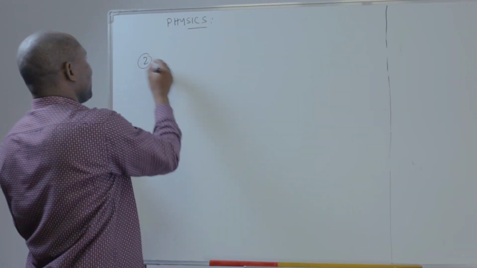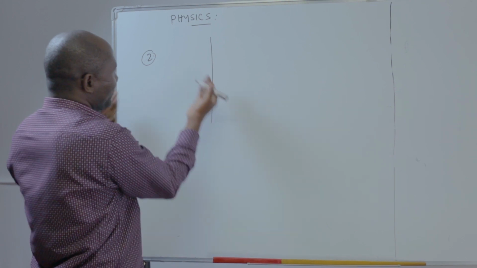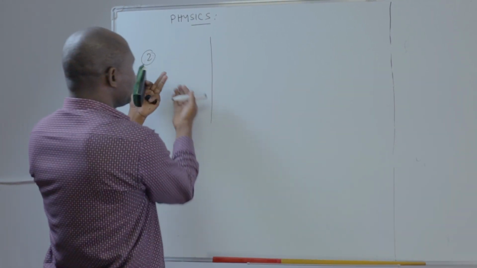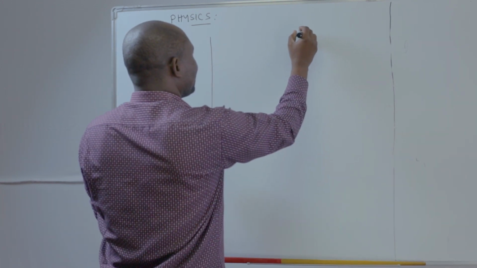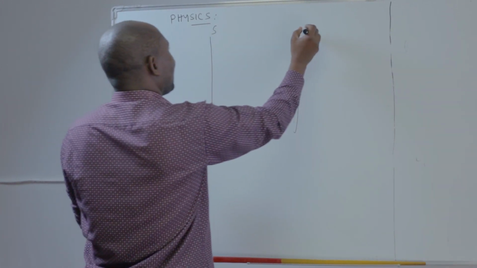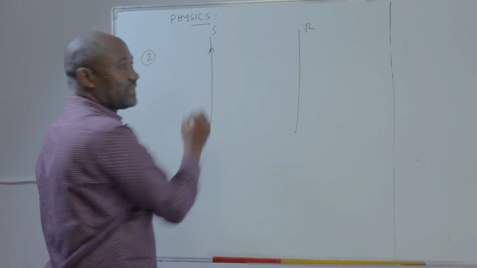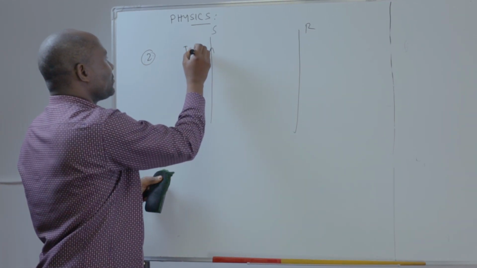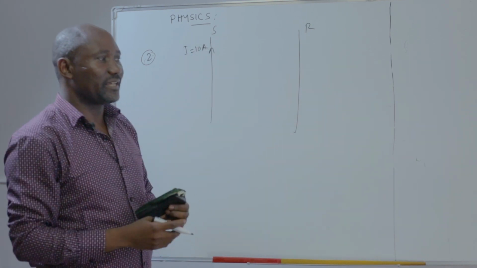Number 2, suppose they are on horizontals. Can it be here? This is taken a horizontal here, this way. The way I've drawn here, this is our horizontal plane. This is our S, this is R. Let's choose here, this current is I equals 10 ampere, as the question says.